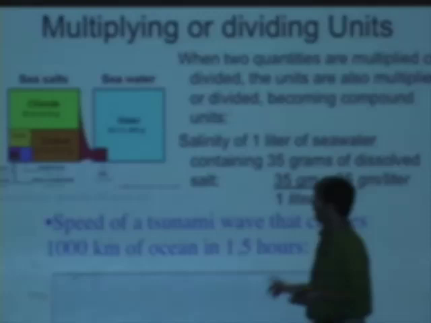Okay, so how fast is that? Does anybody want to take a shot? We have a distance, we have a time, we're looking for a rate, which is distance divided by time. So what are the units going to end up being? We're dividing kilometers by hours. So kilometers per hour. Okay, and what's the number? What's 1,000 divided by 1.5?